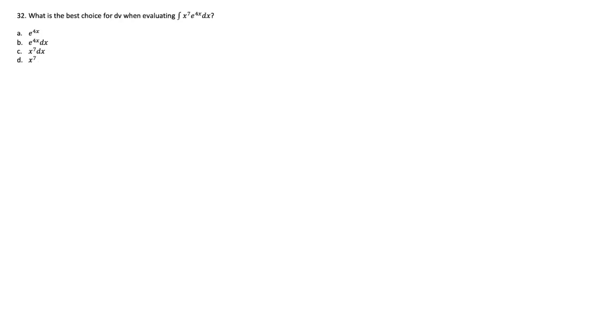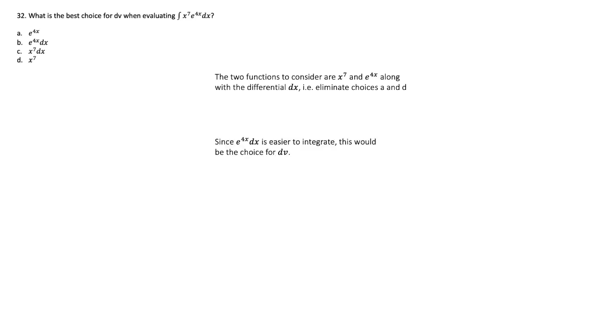What's the best choice for dv when evaluating the integral x to the 7th times e to the 4x dx? The two functions to consider as possibilities are x to the 7th and e to the 4x, along with the differential dx, because remember dv is a derivative. In other words, we can eliminate choices A and D. They don't include the differential. Since e to the 4x is easier to integrate, that would be our choice for dv. So B would be the selection for this problem.